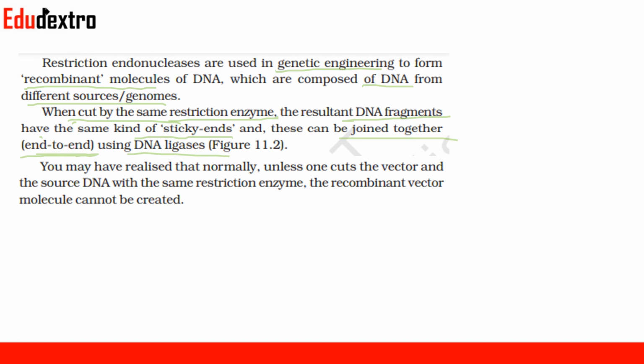So it is important that both the plasmid and your piece of DNA are cut with the same restriction enzyme. Unless one cuts the vector and the source DNA with the same restriction enzyme, you cannot create the recombinant vector molecule.